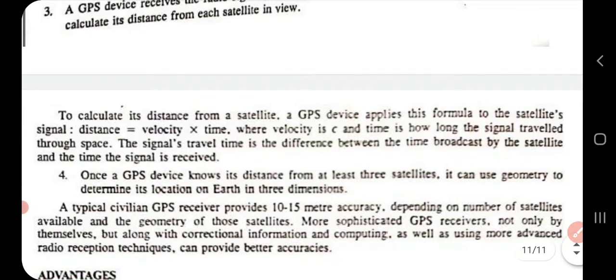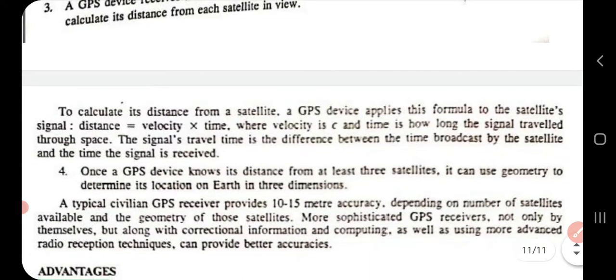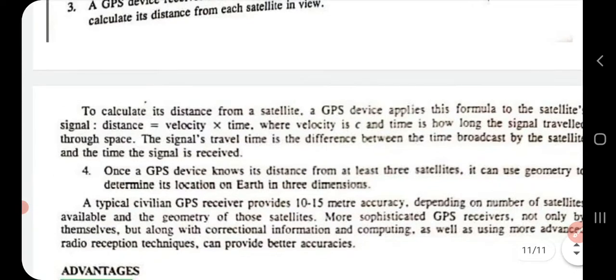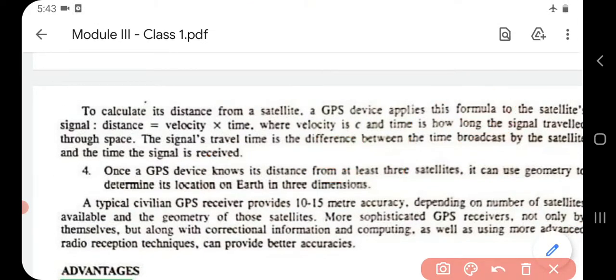So to calculate the distance from a satellite, the GPS device uses the formula distance equals velocity times time, where velocity is c, the speed of light, and time is how long the signal takes to travel through space.